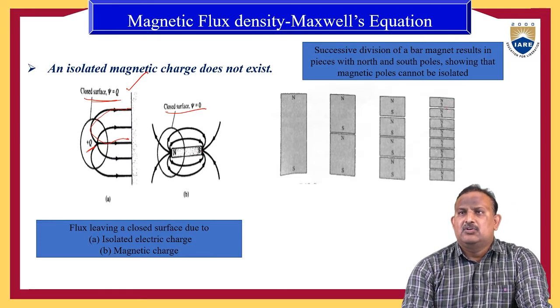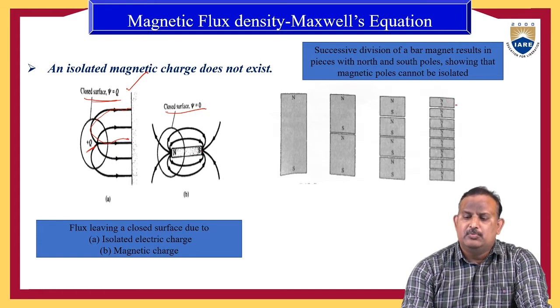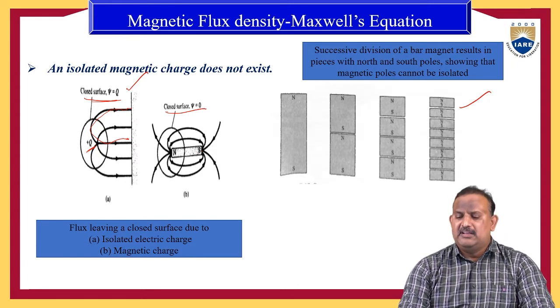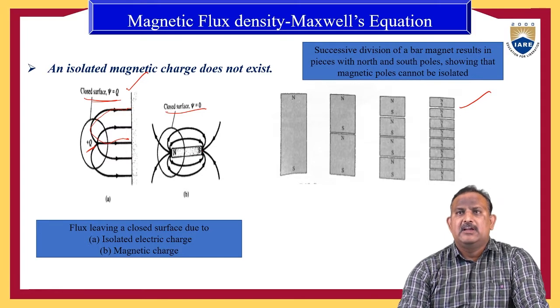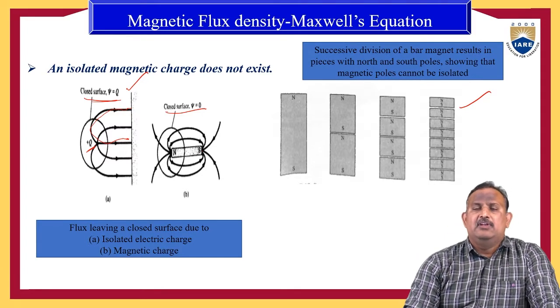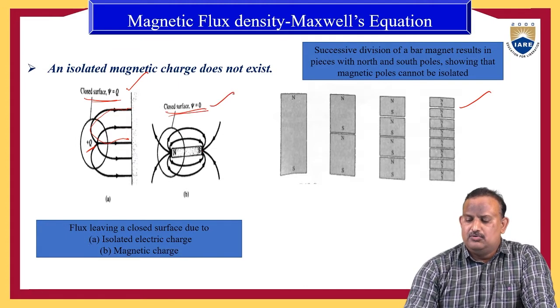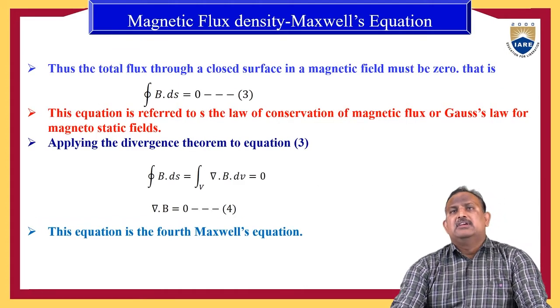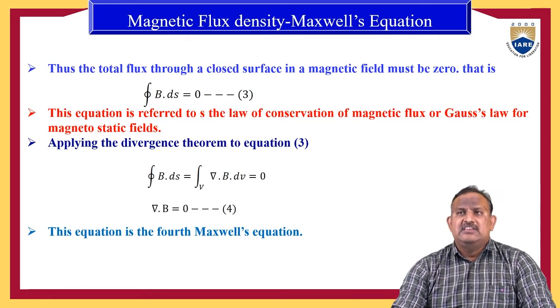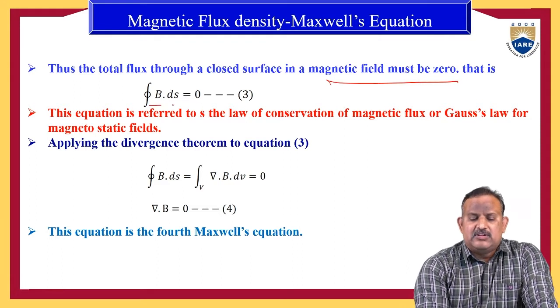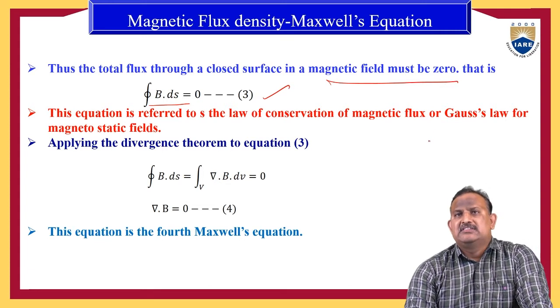The flux starting at the south should end at the north, or the flux starting at the north should end at the south pole. Therefore, an isolated charge is not possible in a magnetic field. Because there is no isolated charge, the total flux in any closed surface is equal to 0. Thus the total flux through a closed surface in a magnetic field must be 0. Therefore, we can express it as the surface integral of B dot ds equal to 0.